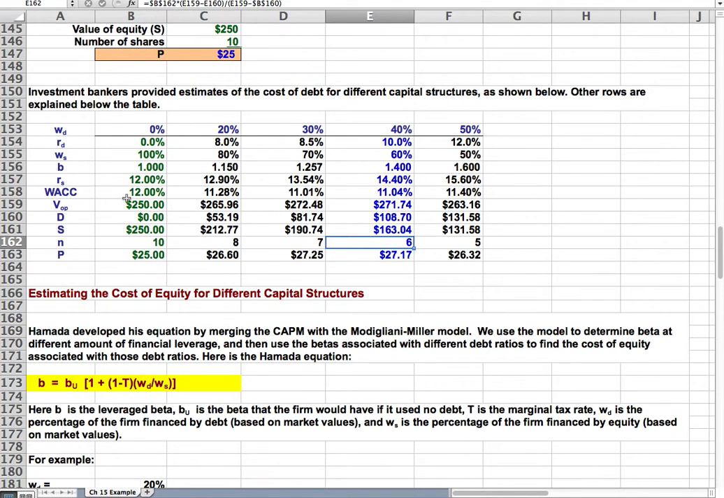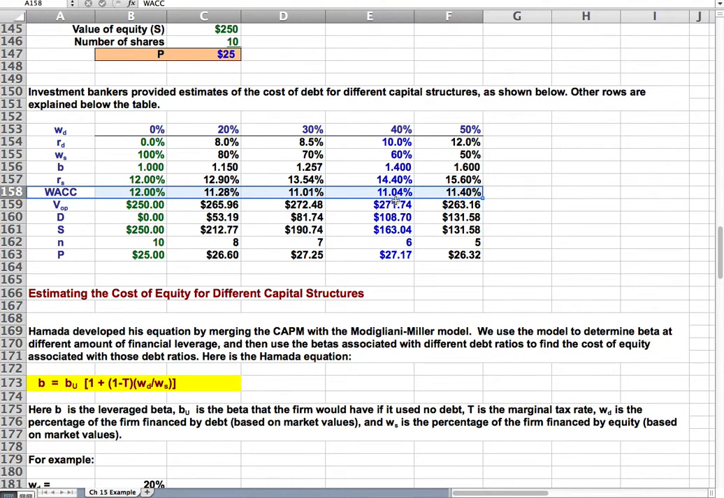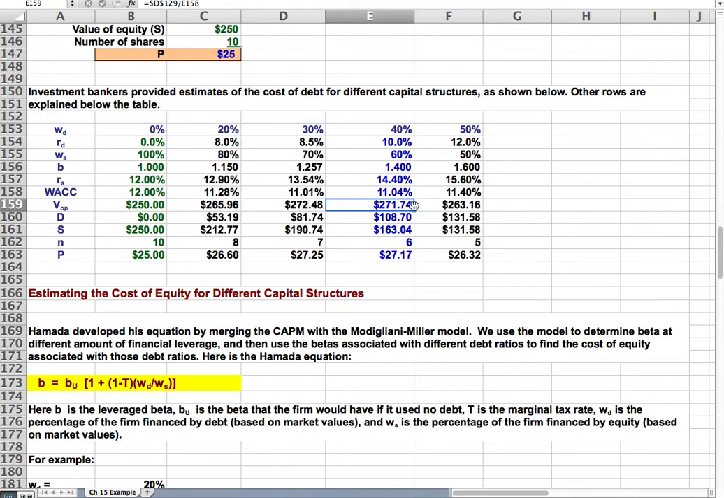So in total, what you can see across this is the weighted average cost of capital is lowest here, actually, 11.01. Our value of operations, 271. But our price per share, you can see, is highest.